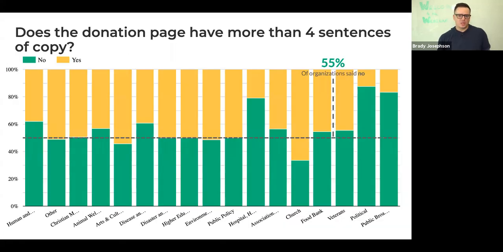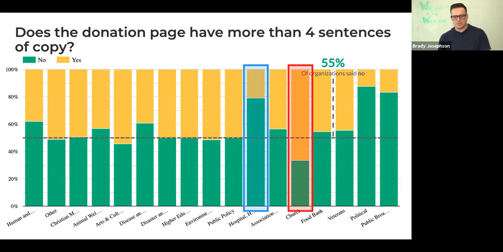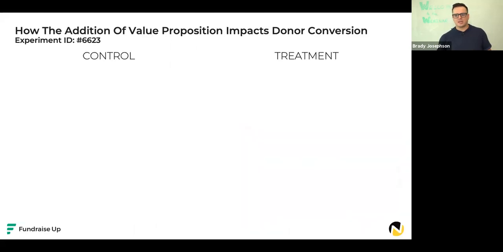More often than not, though, a lot of people need a little bit more persuasion and a little bit more copy. So roughly half, 55% of organizations, did not have more than 4 sentences of copy or text on their donation page. Churches were the worst at this. Hospital and health were the best at this, according to this study. And we know that by using a little bit more copy, you can better articulate why a donation is needed as opposed to giving to someone else or not giving at all.